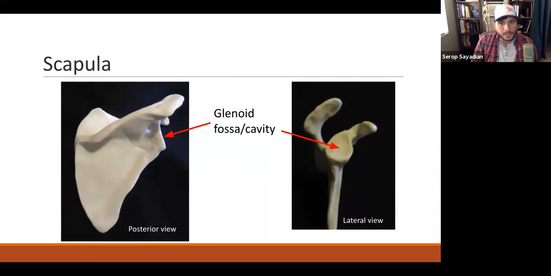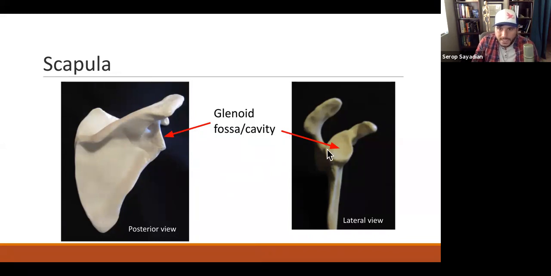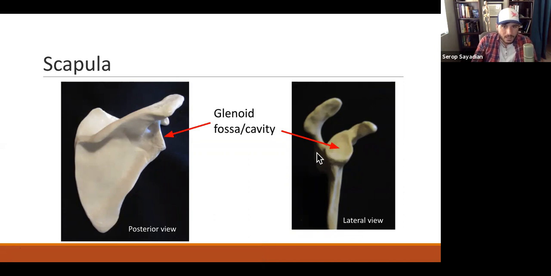This is the socket. If you look at the scapula from the lateral angle, from the side, you see this circle indentation. And remember, anything that's indented like that, like a cave, is called a fossa. We had some on the skull. So this is the glenoid fossa, which is the socket for the arm, and it's on the lateral aspect of the scapula.